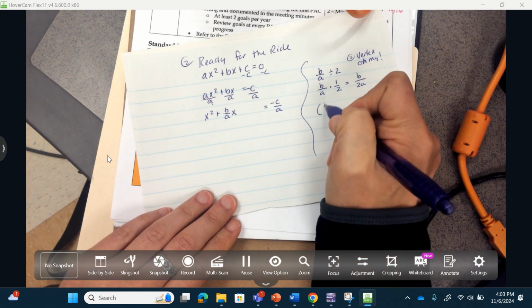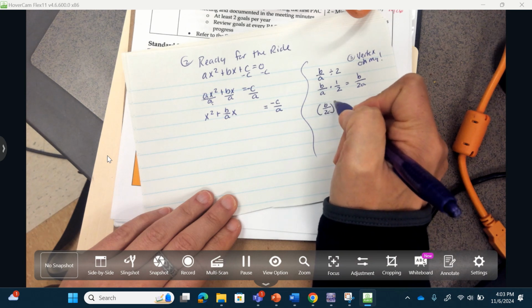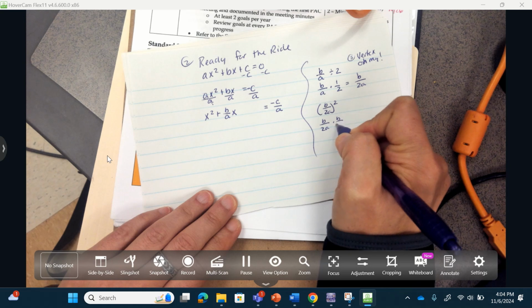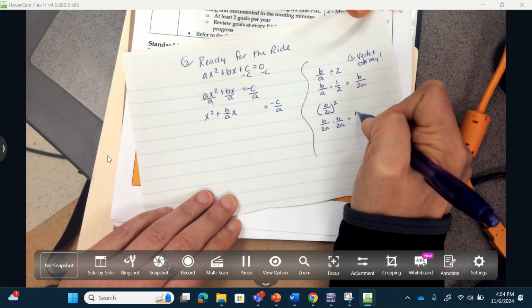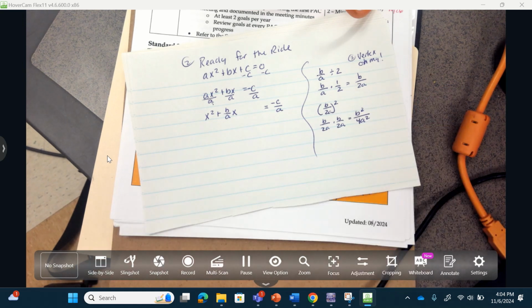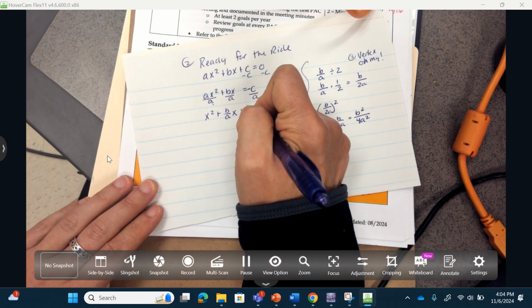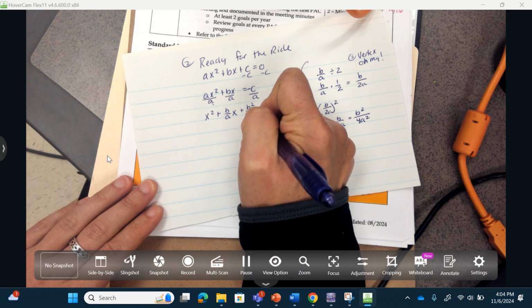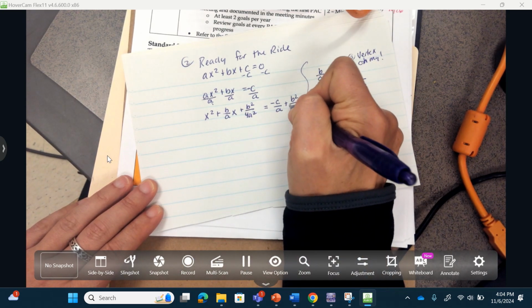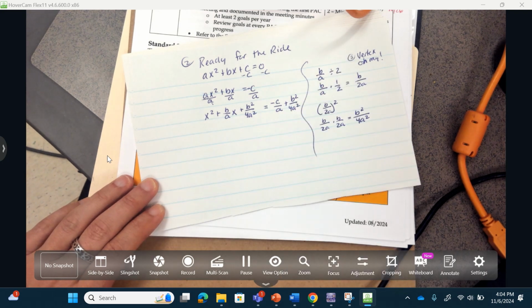Now we're going to take that and square it, which means we're going to do b over 2a times b over 2a, and that will give us b squared over 4a squared. And that also might look familiar because you've seen the b squared in the quadratic formula. So we're going to add b squared over 4a squared, but whatever I do to the left, I also must do to the right. B squared over 4a squared.